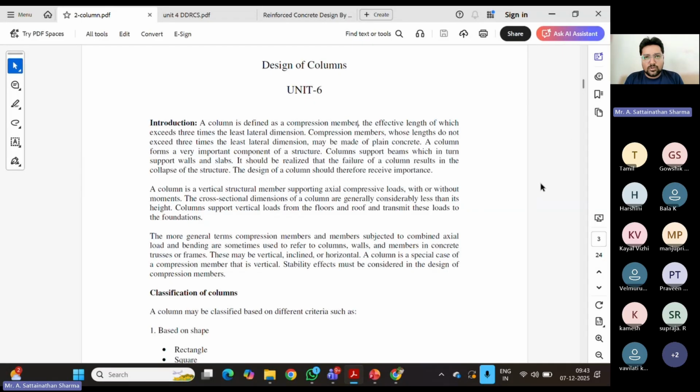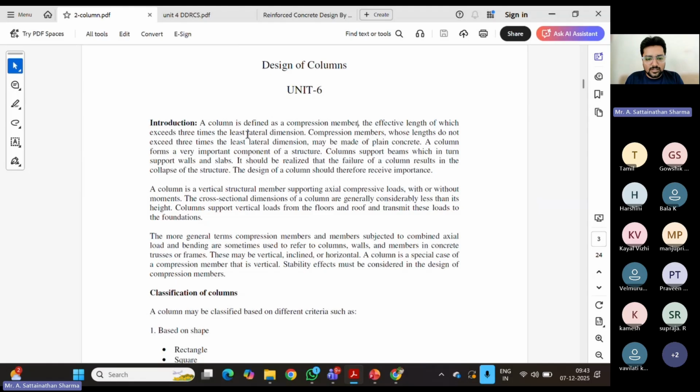So if you go and ask somebody what is a column, even a layman can answer. Whatever the pillar or the vertical member, they can easily term it as column. But you, as a civil engineer, must be aware of these three things. A column is a member which is carrying first compression load, compressive load. That is one thing.